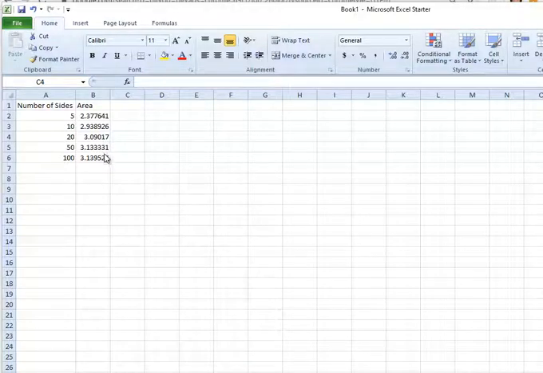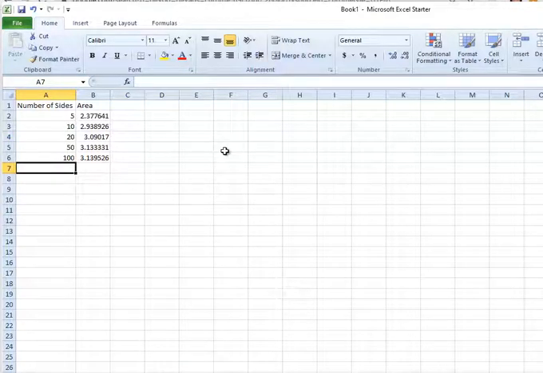50, about 3.13. 100, about 3.13, but if you round it, it'd be like 3.14. And I asked you, hey, that's very close to some really kind of math number you must have heard of before. In fact, let me just drive it home just a little bit more.